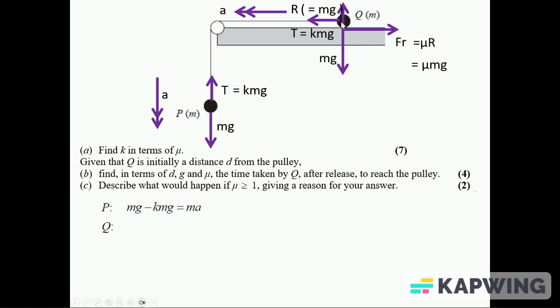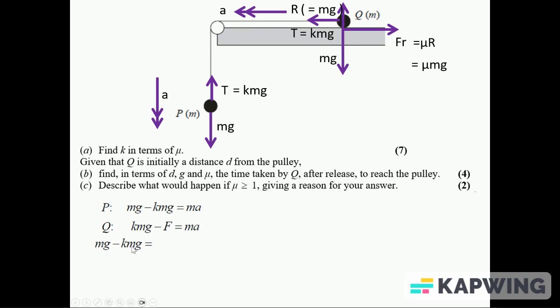The forces at Q, well, we're just interested in the horizontal forces, not the vertical ones, because it's just moving this way. So we've got kmg minus the friction, or minus mu mg, I could write. So minus the friction is equal to m times a. And because they've got the same mass, I could put these two left-hand sides equal to each other.